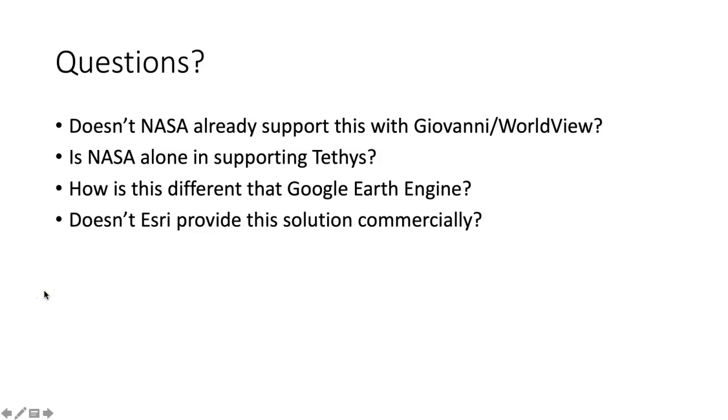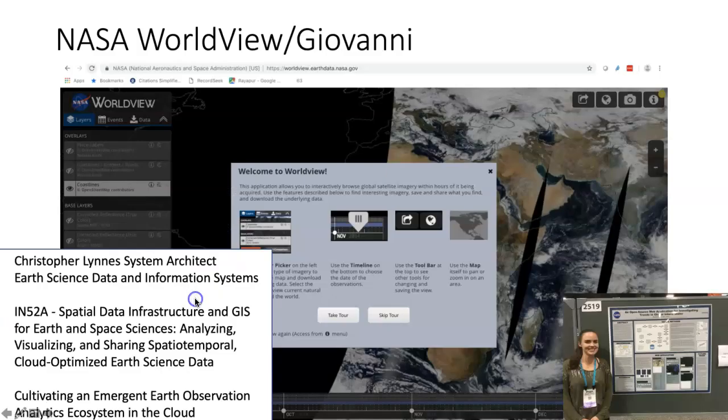A couple of questions that you might have that I'll try to answer in this presentation. Doesn't NASA already provide these things with applications like Giovanni and Worldview? Is NASA alone in supporting Tethys, or what's the larger support of Tethys? And also, how is it different from Google Earth Engine? Doesn't Esri provide such a solution commercially? What are some of the relationships that way?